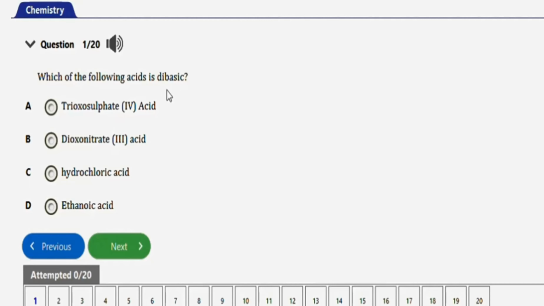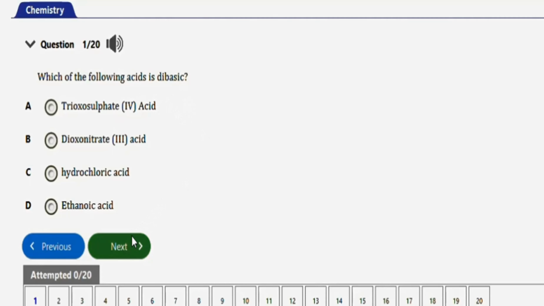We have tetraoxosulfate(VI) acid, trioxonitrate(V) acid, hydrochloric acid and ethanoic acid. Alright, so guys, the right option for this question is option A. The reason is that the basicity of the acid here is 2. Basicity in chemistry is simply the number of replaceable hydrogen ions in one molecule of an acid. So the number of replaceable hydrogen ions in this tetraoxosulfate(VI) acid is 2. Okay, so that's it for this question.